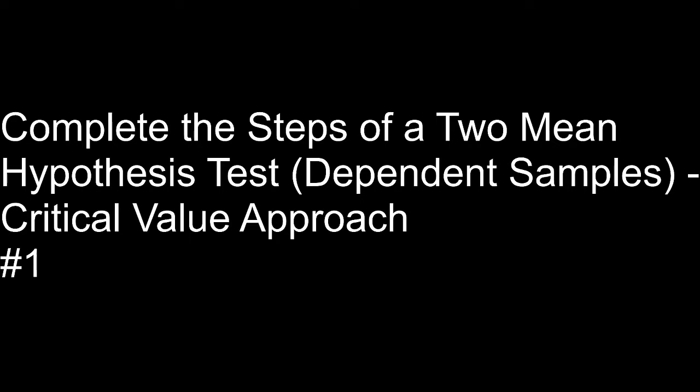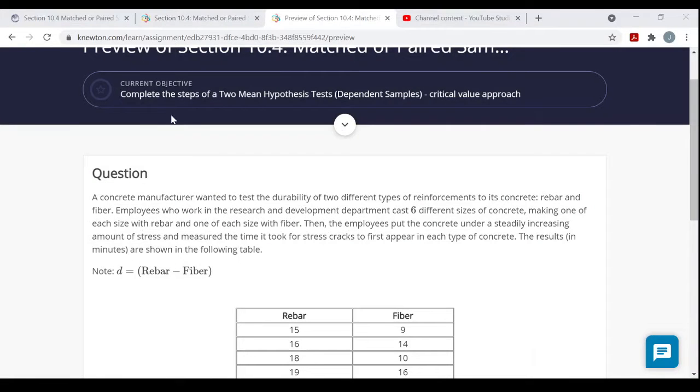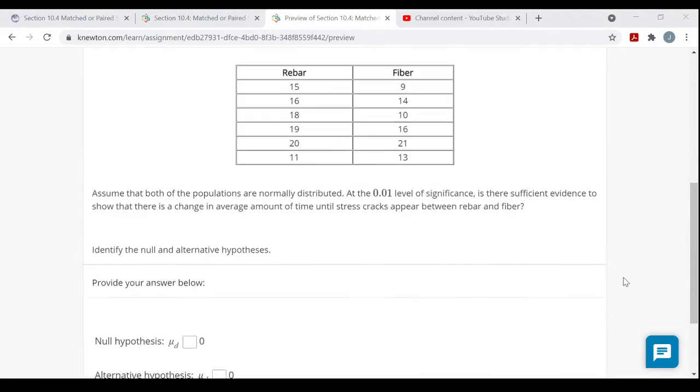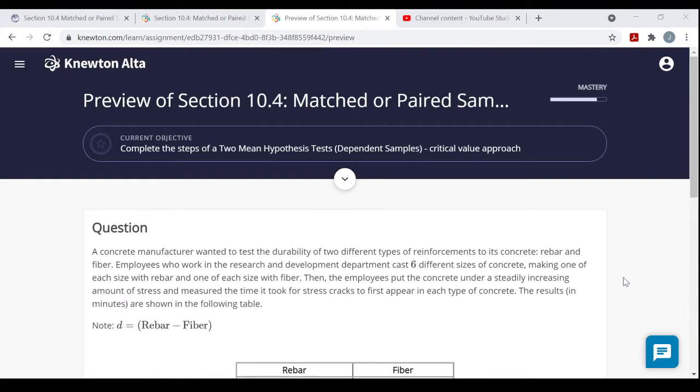Right? So we're going to find a critical value or critical values, depending on what kind of a test it is, and setting up rejection regions and all that. Alright. So again, if you want to see more about what they're saying on this, click on More Instruction. Look at their videos, their notes, their examples. Hopefully those help you out.